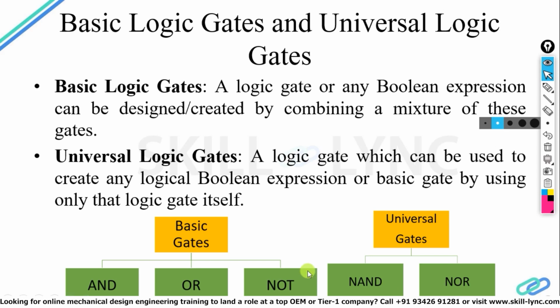If I say derive the AND gate using the NAND gate, it means that we are taking only the NAND gate, no other gate will be there. No OR, no NOT, no AND, nothing. Only using combinations of different NAND gates you have to derive the AND gate, OR gate, NOT gate, or any other gate, XOR gate, XNOR gate, any gate.